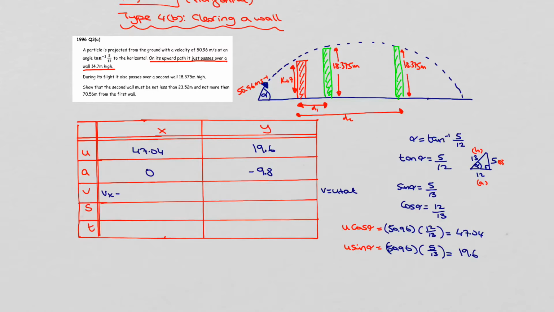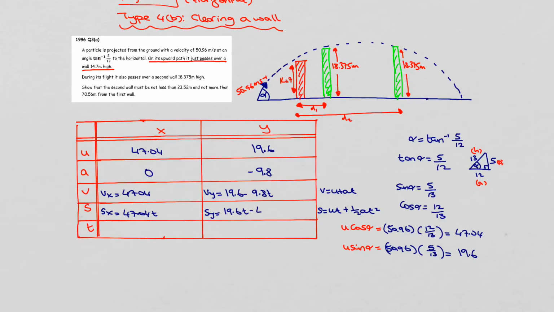So v in the x direction is u plus at, so it's just going to be 47.04. And v in the y direction is 19.6 minus 9.8t. S we know is ut plus a half at squared. So of course in the x direction that's simply going to be 47.04t. And in the y direction it's 19.6t minus a half of 9.8, which is 4.9t squared. And of course time is in terms of t.